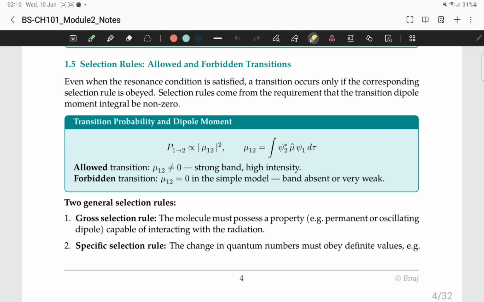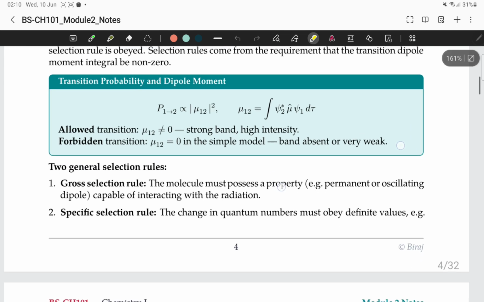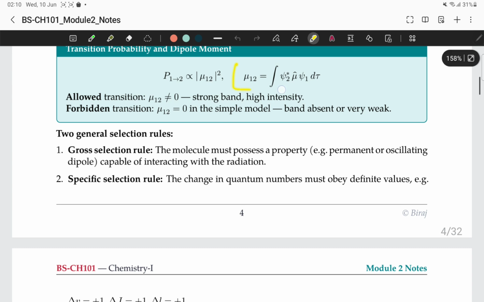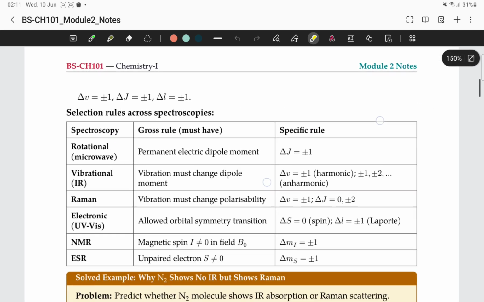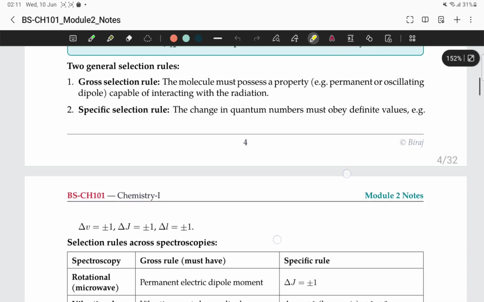The transition probability is directly proportional to the square of this integral. You can see this is our probability, and this is our transition dipole moment integral. This is the formula through which we write the whole transition dipole moment integral. Remember these, they are very important. If they ask you for a definition, add these equations, it will give you more marks as well.